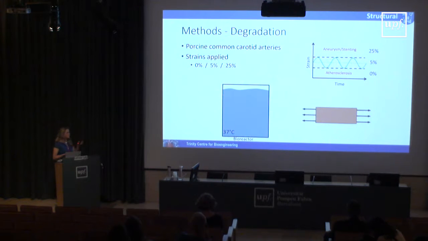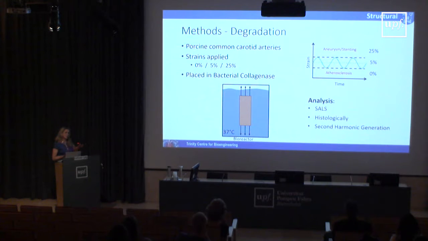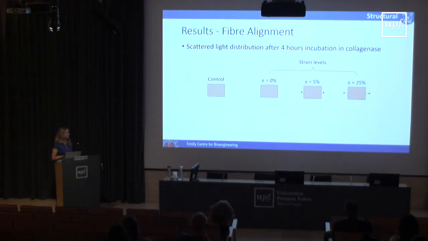So what we did then is we put this tissue into a bath at 37 degrees C and placed bacterial collagenase within that bath to look at how this collagen would degrade over time. And we used small angle light scattering to view the tissue all the time, to see how the collagen fibres were changing because of that collagenase.